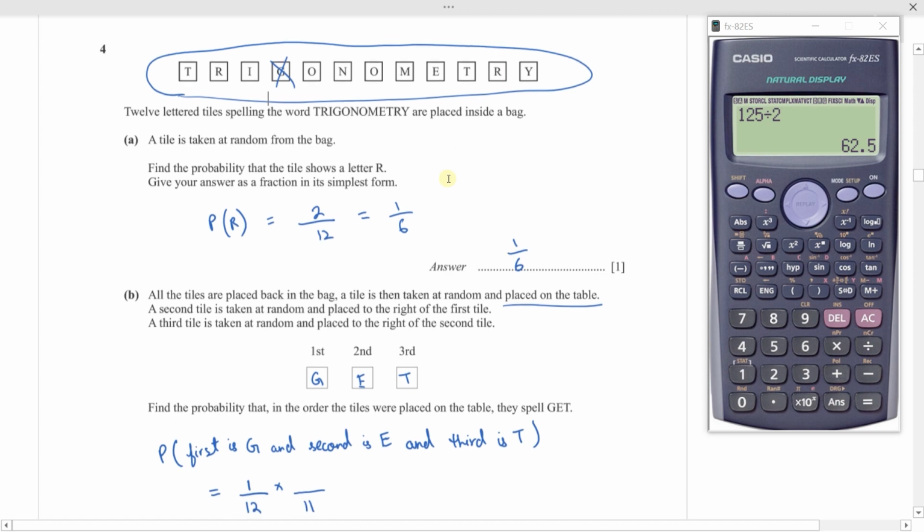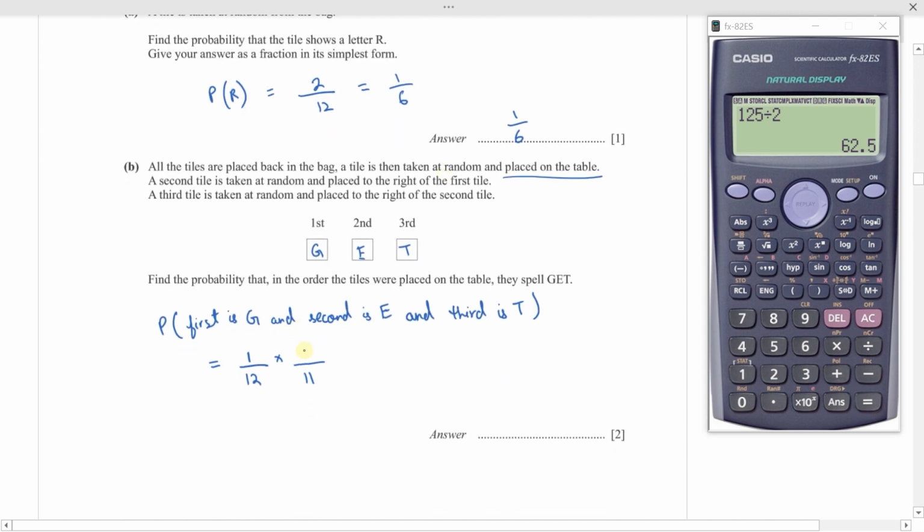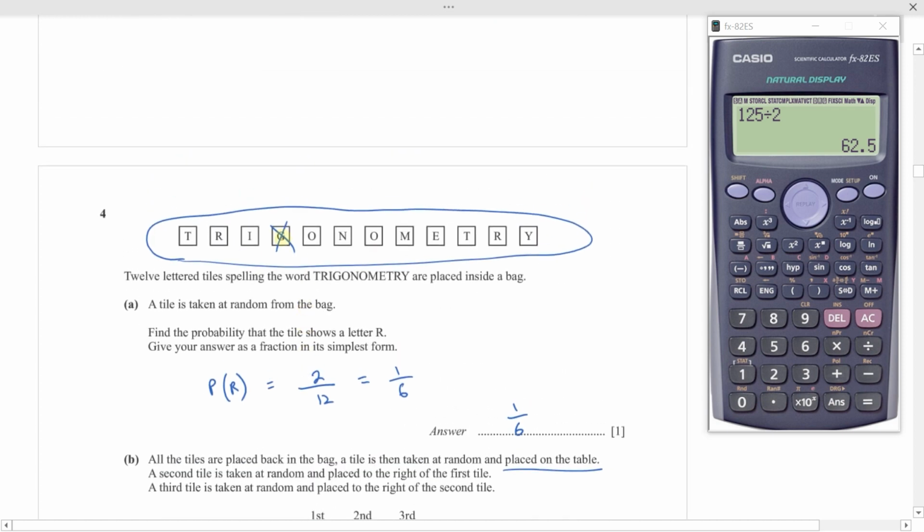So the probability that the second is E is 1 over 11, because you were left with 11 tiles after you picked the first one, and out of those 11 left in the bag, only one is the letter E. And now what is the probability that the third is T? So now you have picked G in the first try, E in the second.